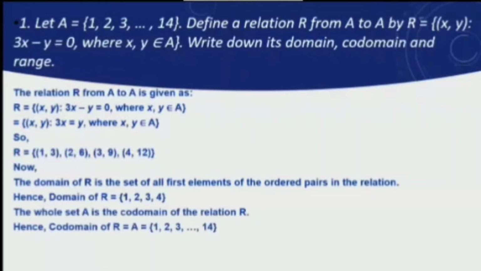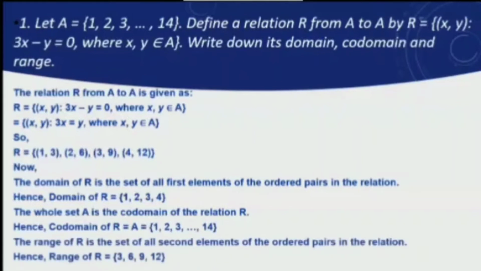And what is my range? The whole set A is the codomain of the relation R. Here, what is my codomain? Codomain means the entire set. Here the entire set, y belongs to A only. So my codomain is from 1 to 14. What is codomain and what is range, you know, no? Codomain means the entire set B. So here my codomain is from 1 to 14, but my range is 3, 6, 9, 12. The range of R is the set of all second elements of the ordered pairs in the relation. Hence the range is 3, 6, 9, 12.